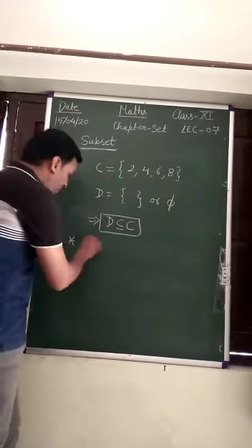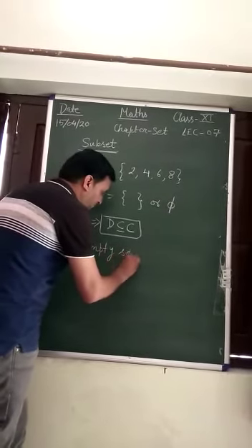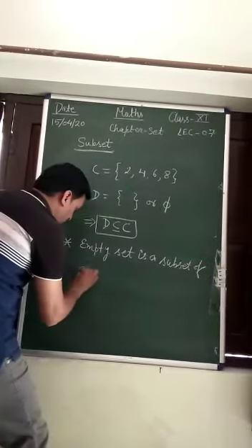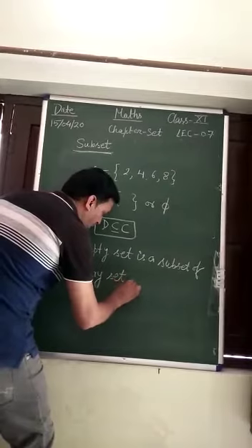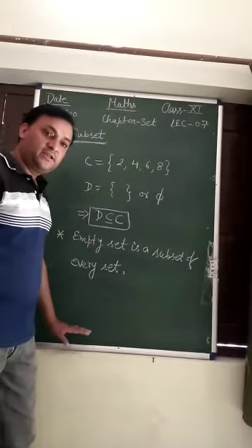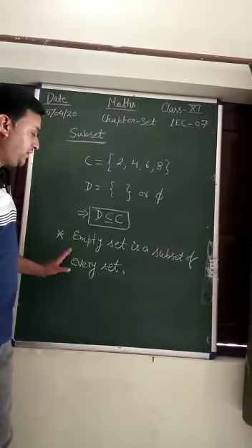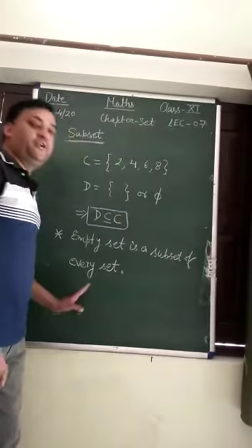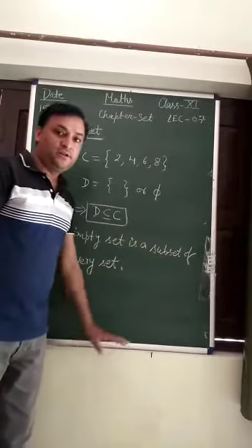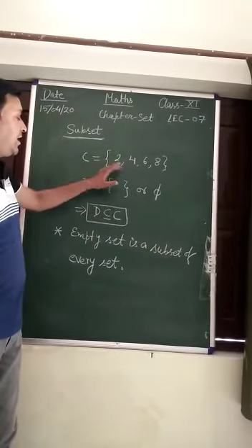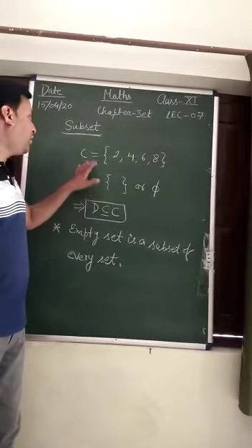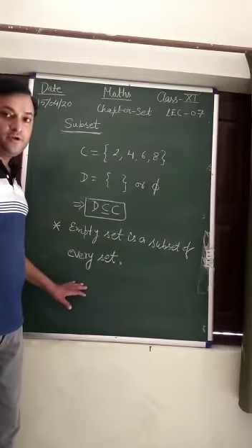This is the important result: the empty set is a subset of every set. So students, the first important point is every set is a subset of itself, and the second important point is the empty set is a subset of every set. If you are given a set, then the empty set is a subset of this set. For example, if C is any set and we consider the empty set, the empty set contains no element, so it is obviously a subset of C. So the empty set is a subset of every set, students.